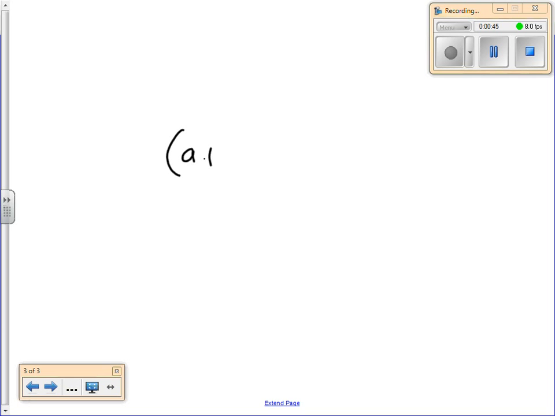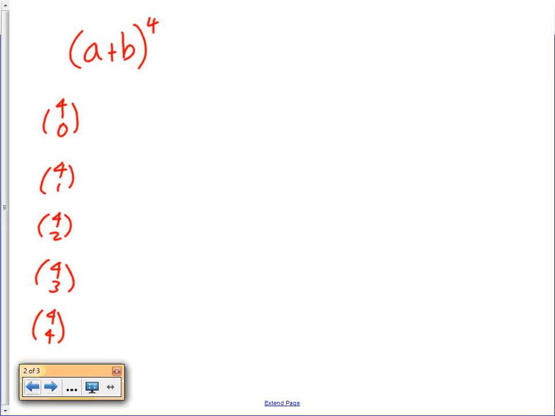I can do a plus b to the 8th, and I can ask you to find the third term. Instead of finding out what's the first term, a to the 8th, what's the 9th term? B to the 8th. Remember, it'll always be one more term than the number of. So all of that, let's go back here and let's make sure we got the concept down here.